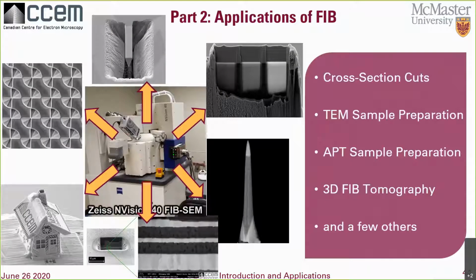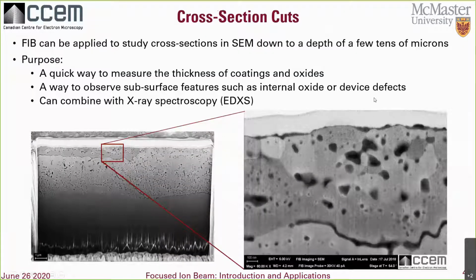Now we can apply what we've learned about FIB from part one to actually do the useful things. Among them are all of these. So the first one, cross-section cuts.